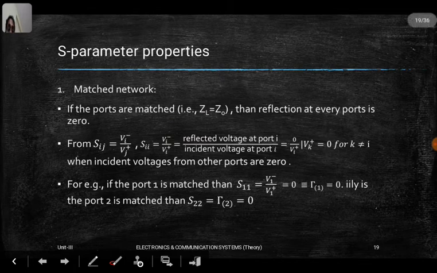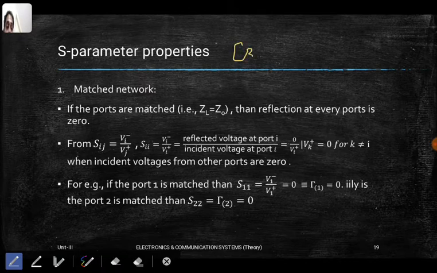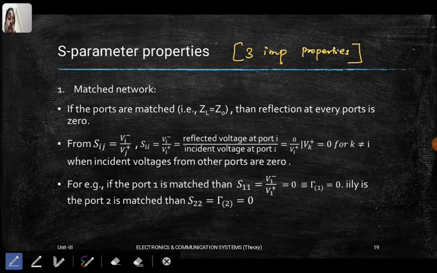So these are the three important properties of S parameters. In Z and Y we have seen the symmetric property, just now we have seen that, and also the lossless property. Here apart from those two we have one more property called matched. If it is matched, all diagonals of the S matrix will be 0, S11, S22, S33 and so on will be 0, and that is the matched property.